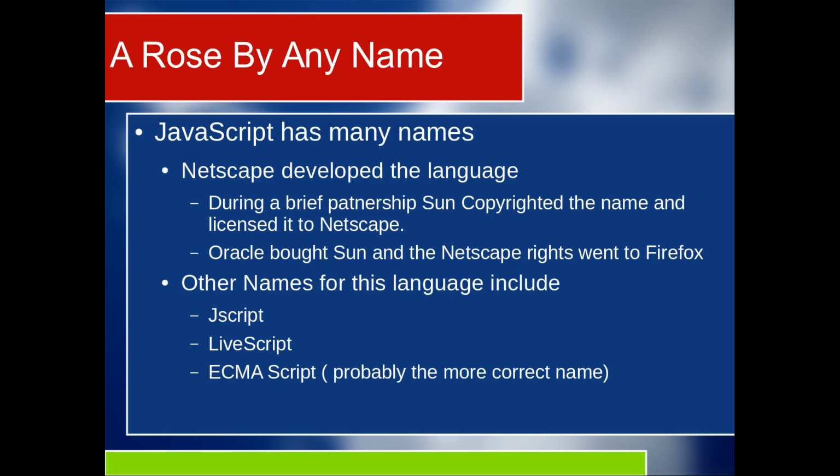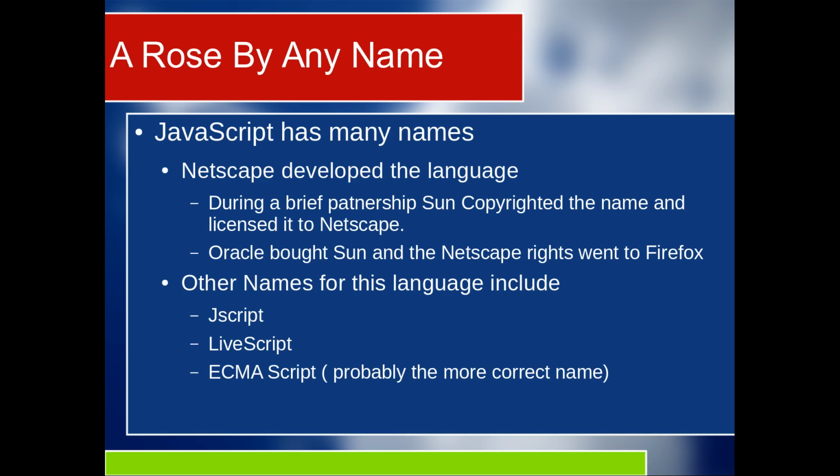Now, for a brief period of time, to protect themselves from Microsoft, the two got together, and during that period, the term JavaScript was copyrighted by Sun, and they in turn licensed it to Netscape, the actual creators of the language. Now, when Netscape went out of business, those rights went to Mozilla, the people who now write Firefox, and Oracle bought Sun.